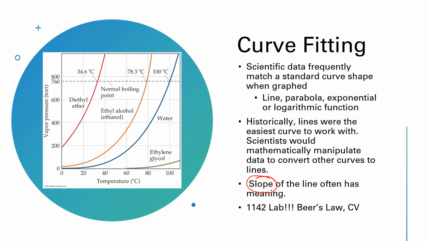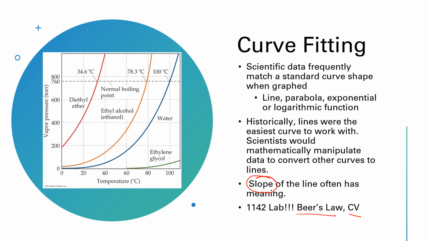You're going to do this repeatedly in the 1142 lab. If you're taking that this semester, there's a Beer's law experiment that you will do where the slope of the line gives you information about the molar absorptivity of the compound. We use that again in the crystal violet lab. There are a number of labs that you'll do where you'll have to do some sort of curve fitting to linearize your data.